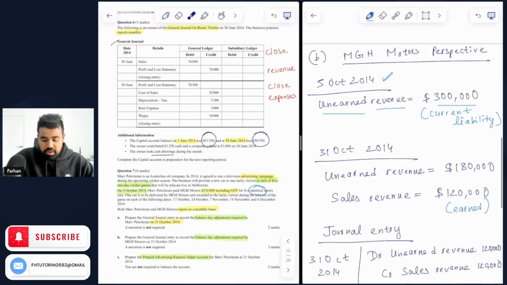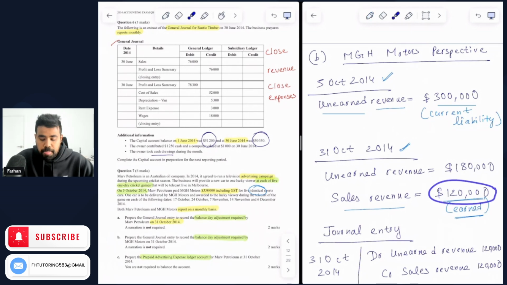So if we were to do the closing balances at 31st of October, given that we understand that we have already delivered 2 cars, then that means we can actually recognize sales revenue that we have earned of $120,000. All right. So this $120,000 in sales revenue that we have earned is what we are going to report in our income statement under the accrual basis assumption, which calculates profit by subtracting expenses incurred from revenues earned.